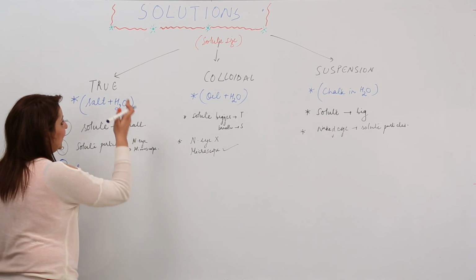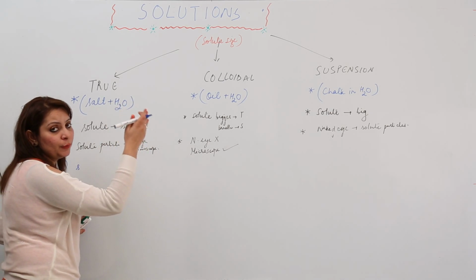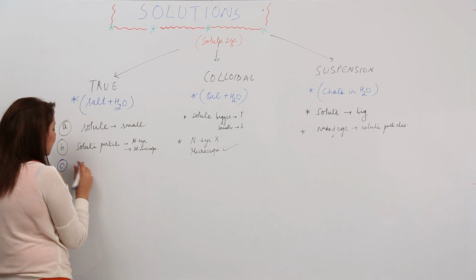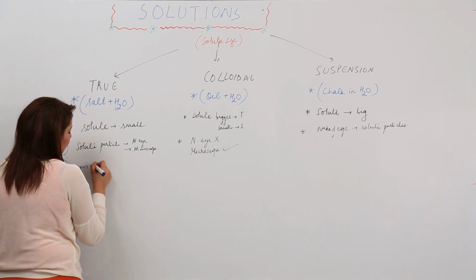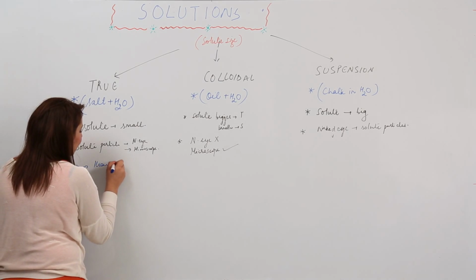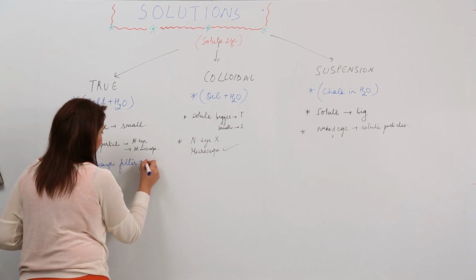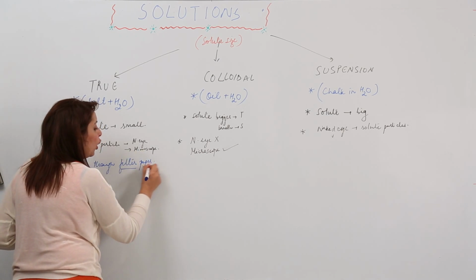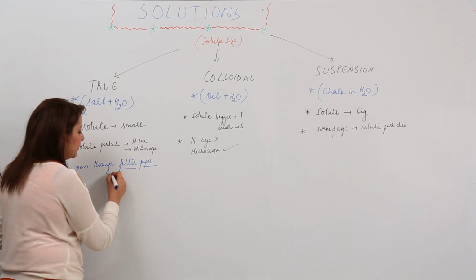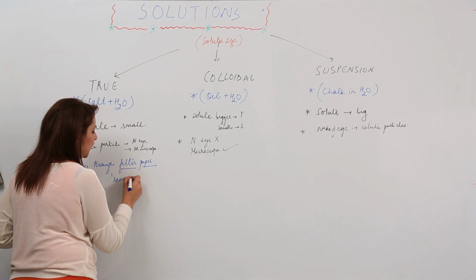I'm telling you that when I pass this true solution through a filter paper, what happens? It passes through the filter paper. That means the solute particles do not get separated. They pass through the filter paper. Or instead of using a filter paper, I use a semi-permeable membrane.